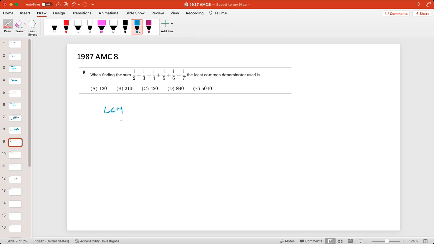So first, for 2 and 3, the LCM, I'm going to use prime factorization. So I will say 2 into 3. The next LCM I'll find is of 2 into 3 and 4. 4 is nothing but 2 squared, so the LCM will become 2 squared into 3, because that's the largest value you have here. I've just written 4 as 2 squared, that's all.